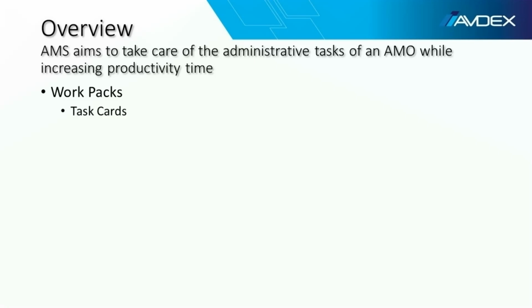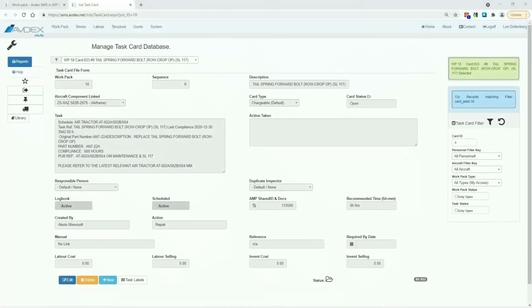Task cards. All the relevant tasks are linked to the work pack, which enables the tracking of costs, maintenance and certification history. A task card will record the original defect or task and associated rectification or action taken for each task on a work pack. Task cards may be scheduled or non-scheduled.